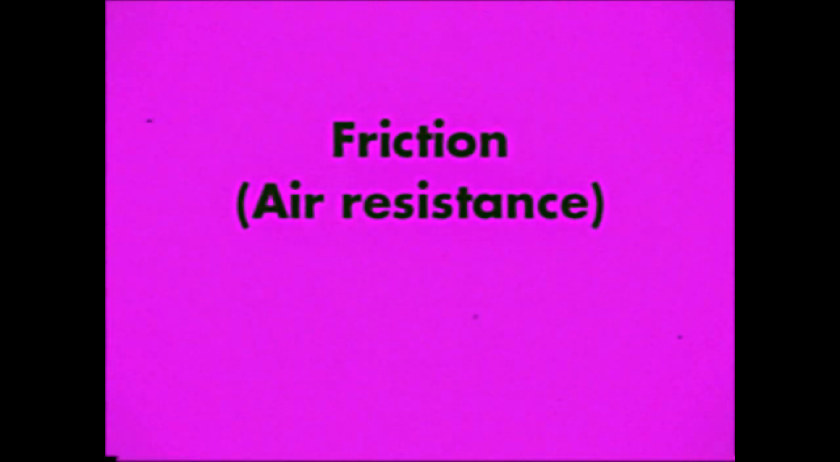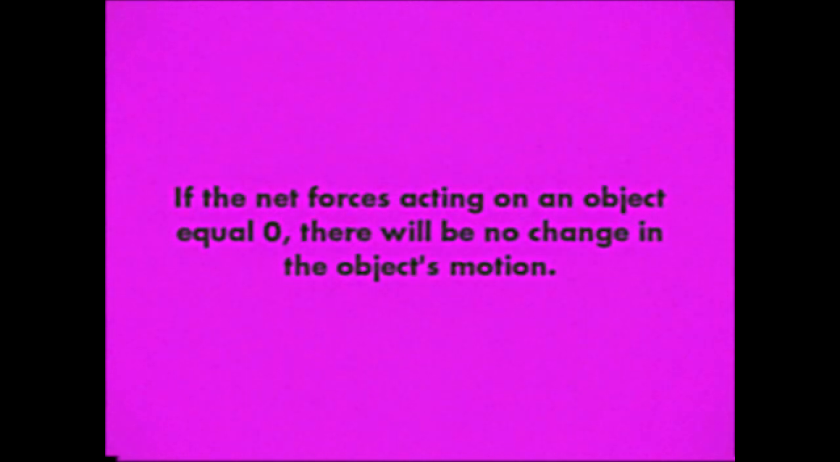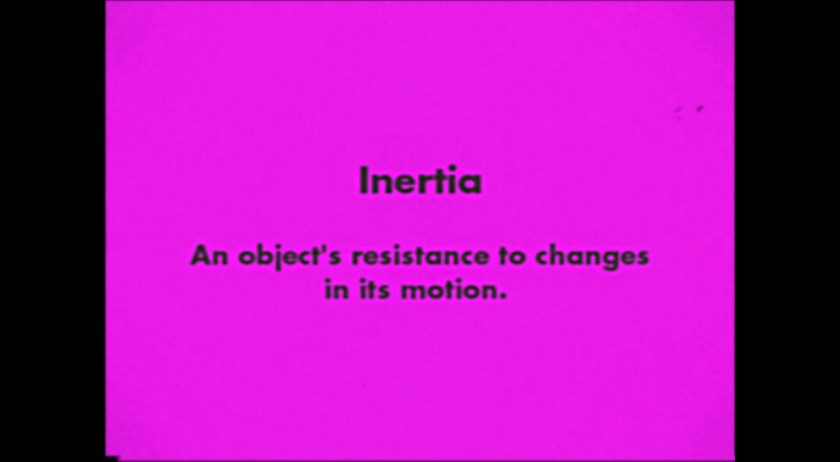On Earth, the two most common types of forces that affect motion are friction, in this case, friction against the air, and gravity. If all of the forces acting upon an object, whether one at rest or in motion, cancel each other out, this is the same as no forces acting upon the object. In this situation, the object's motion, or lack thereof, will not change. The name given to an object's resistance to changes in its motion is called inertia.